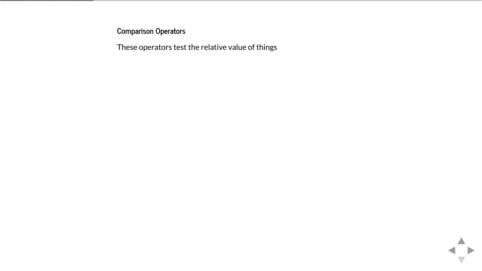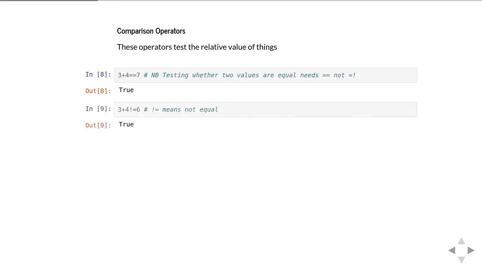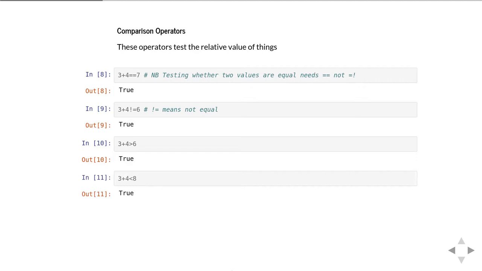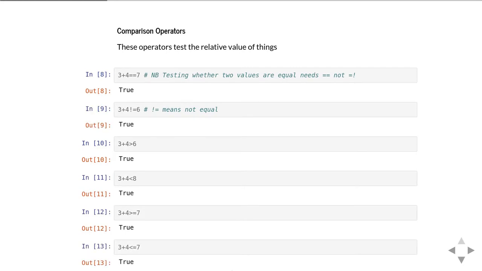The other set of operators that you're going to end up using an awful lot are the comparison operators. These are testing the relative value of quantities. One of the common ones obviously is equals, so is the left-hand side equal to the right-hand side, and that's done by a double equals sign. Notice it's a double equals and not a single equals. Not equal to is an exclamation mark and an equals sign. And then greater than and less than are exactly what you'd expect. Greater than or equal to is done with a greater than sign and an equals sign, and less than or equal to is a less than sign and then an equals sign.